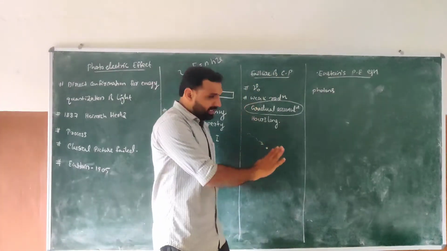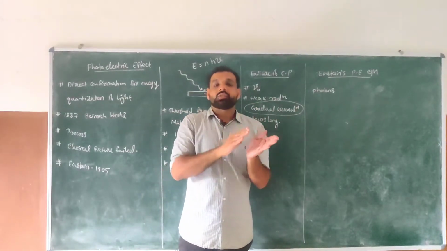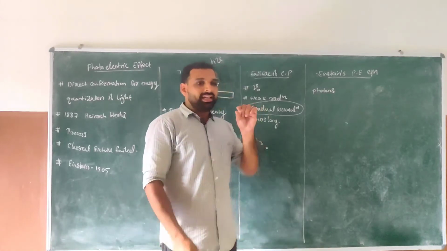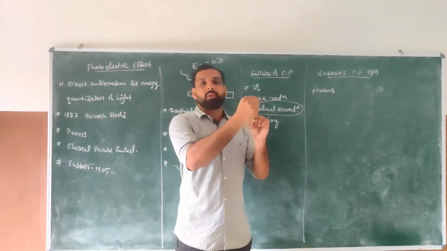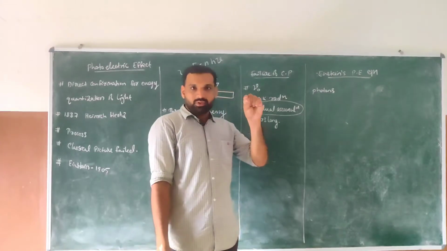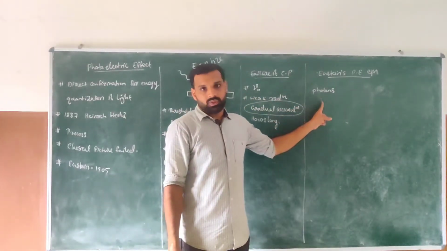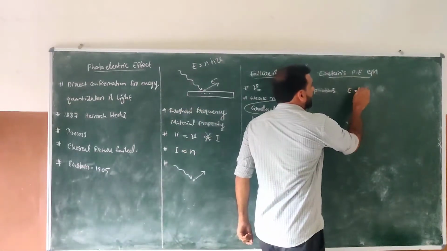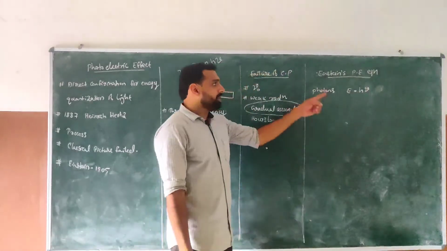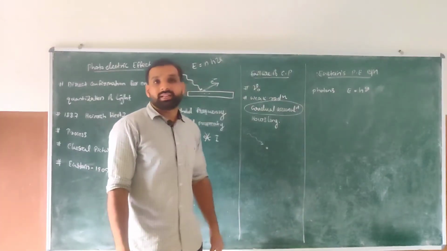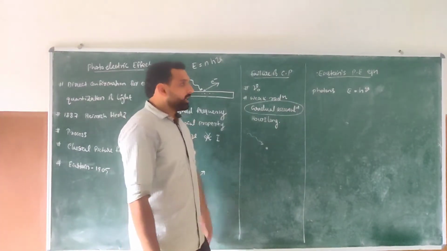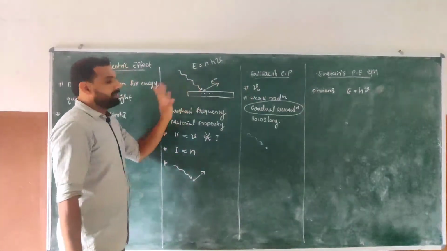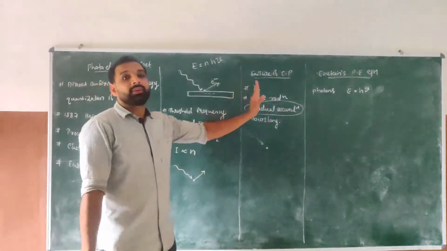He treated the electromagnetic wave microscopically as no more a wave, but a group of particles. Light actually contains many particles, and these are called photons. Each photon has an energy E equal to h nu, where nu is the frequency of the electromagnetic radiation. So E equal to h nu is the energy of the incident radiation, and it is a simple explanation.